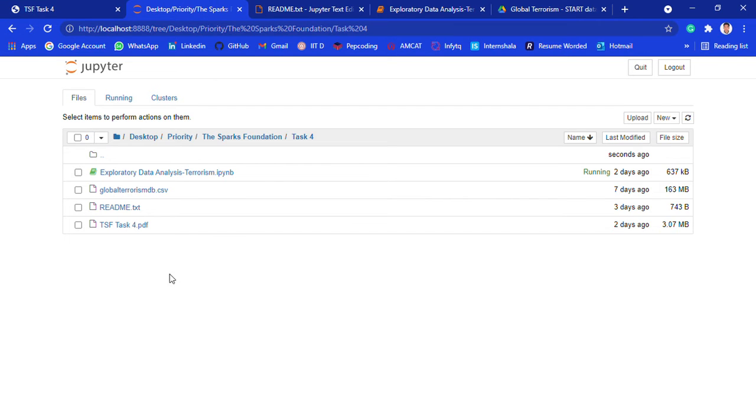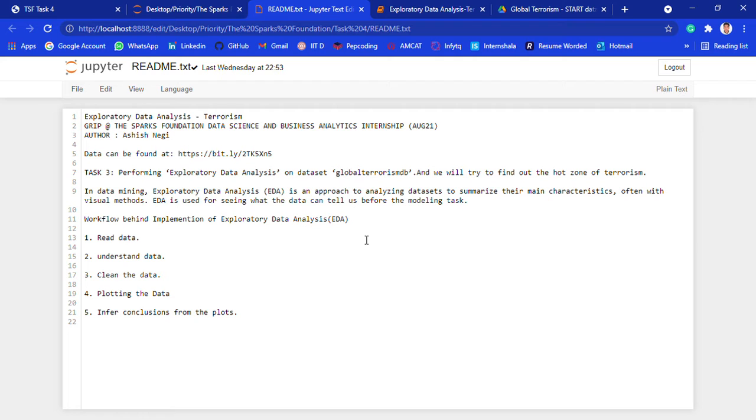So these are all the files that I will be providing you with my GitHub and my YouTube link. With this you can access the README TXT file, which has all the things that you need to know before going into the code. The workflow behind my implementation of the EDA is: we will be reading the data, analyzing and understanding the data, then cleaning the data, then we will plot the data, and at the end we will infer some conclusions using those plots.